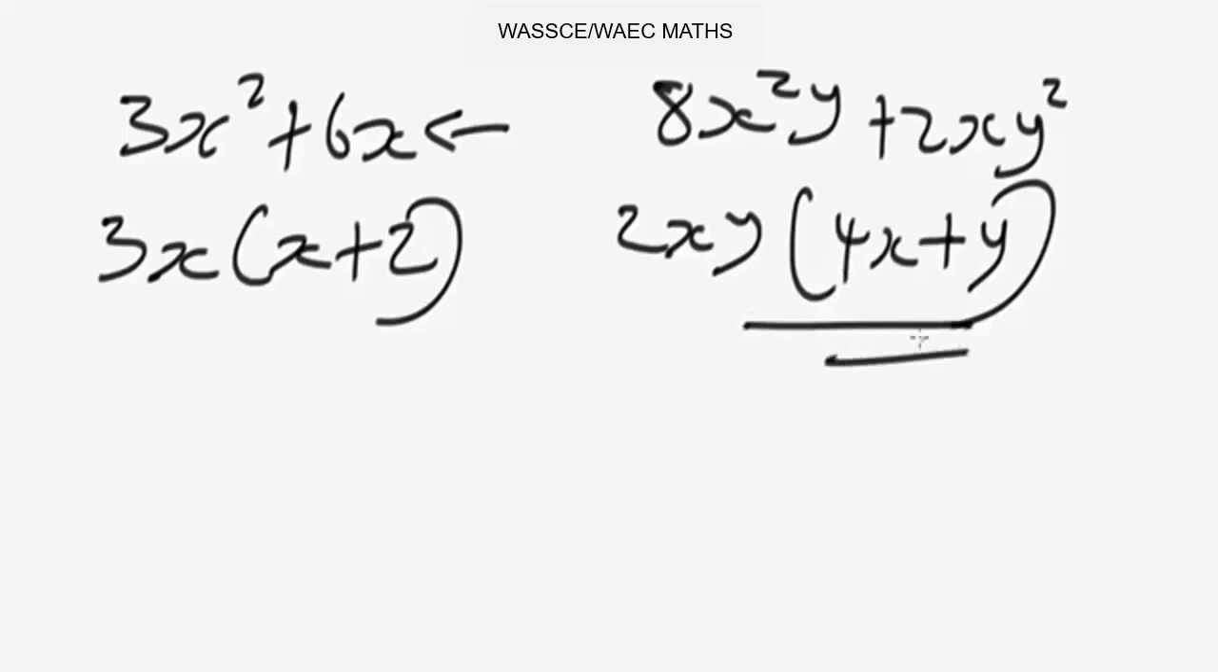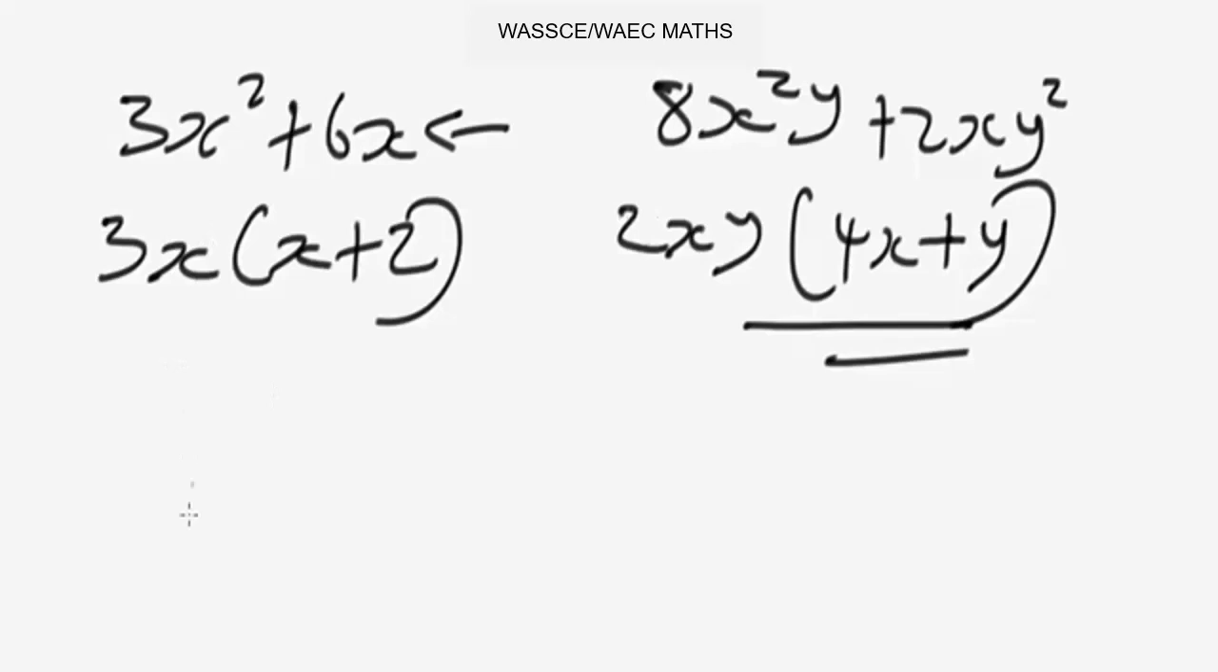Okay, now let's look at how to deal with factorization involving difference of two squares, because this is basically the kind of question you see. Difference of two squares is somehow tricky. If you're not careful, you easily fail it. So let's look at how to deal with it and avoid failing it easily.